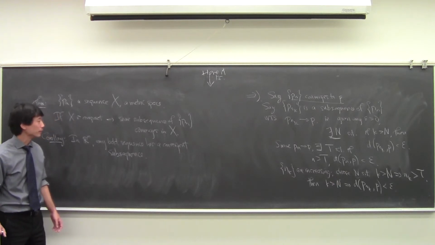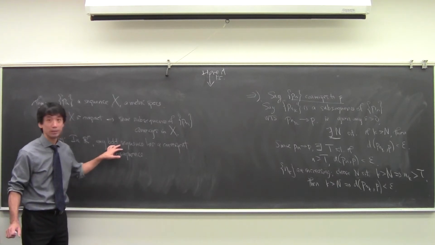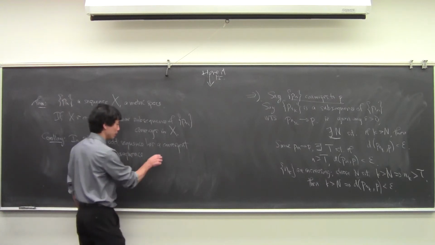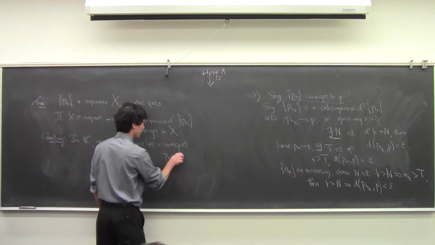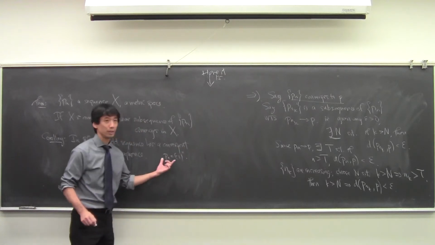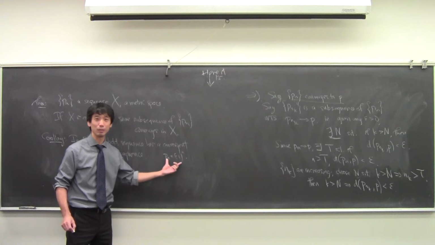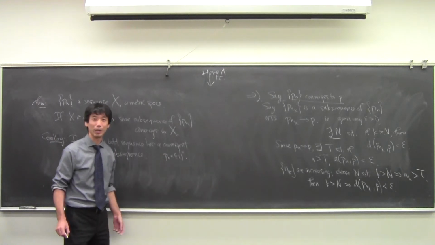Of course, bounded doesn't imply convergent in general. You could have a sequence like p sub n is (-1) to the n. It's bounded, but doesn't converge. But you see that this one has a convergent subsequence, namely the even terms or the odd terms.